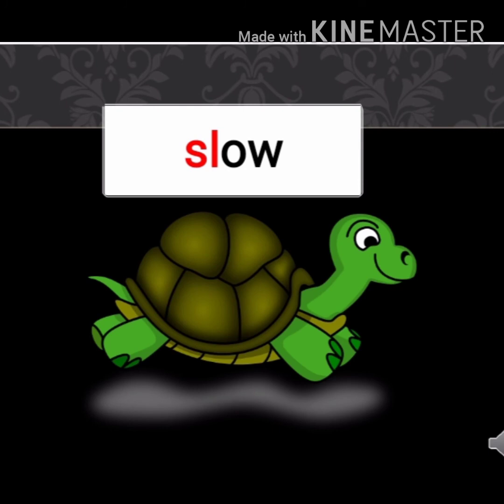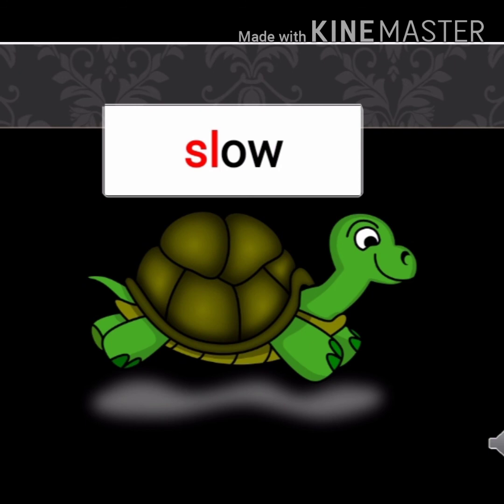Now see, which is this next picture? Yes, tortoise. You know, a tortoise is walking very slowly. That's why I use the word slow here. Let's repeat with me the spelling of slow. SL slow, OW slow.